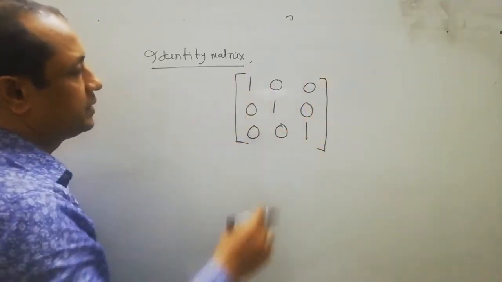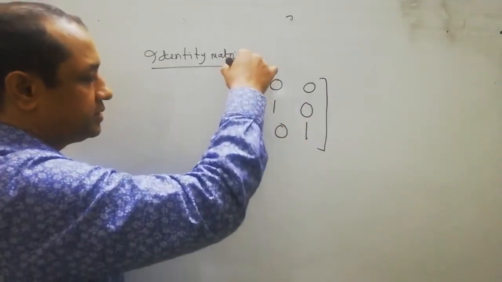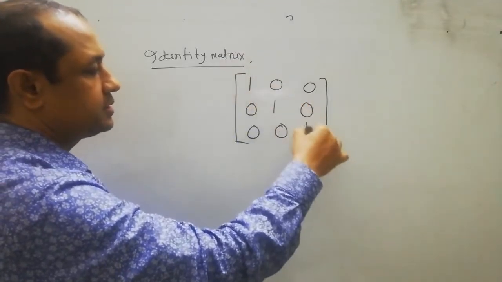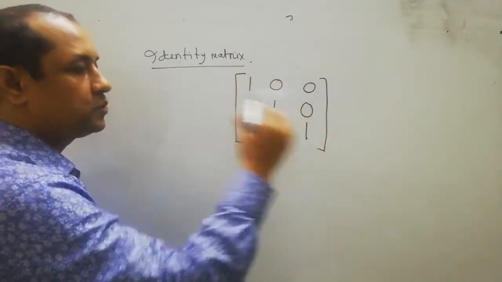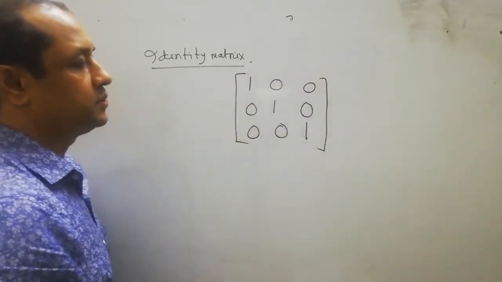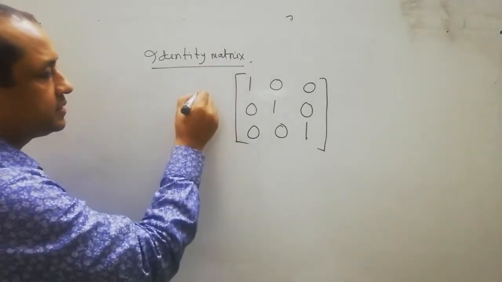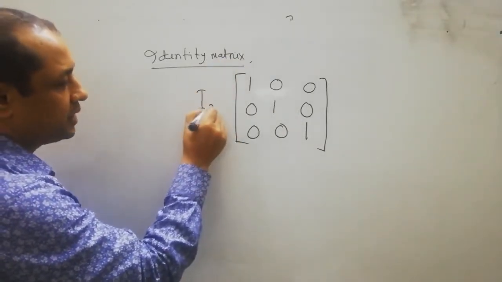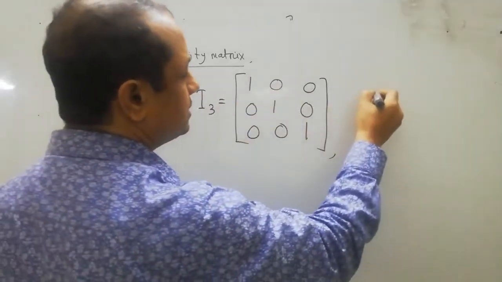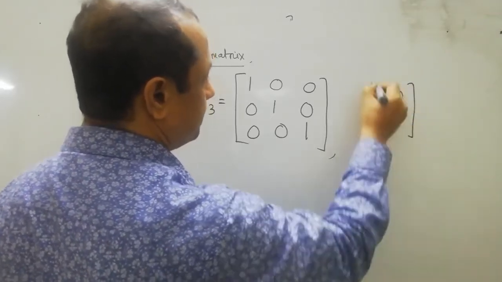So here this is a scalar matrix, this is a diagonal matrix, but here in the principal diagonal, all the entries are equal to 1, and the other entries are 0. So this is an identity matrix. The identity matrix is denoted by I or I3 because it has 3 rows and 3 columns. And another identity matrix is 1, 0, 0, 1.